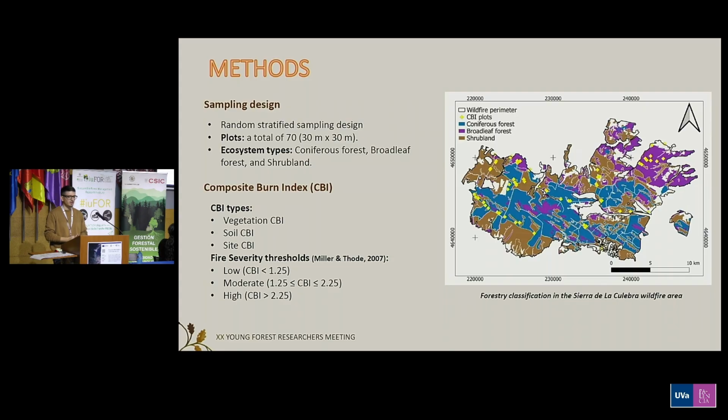Well, we have an index called the Composite Burn Index, or CBI. We split it into three types: vegetation CBI, soil CBI, and site CBI. There are thresholds to measure the level of damage. Below 1.25, we have low severity. Between this and 2.25, moderate, and above it, high severity.